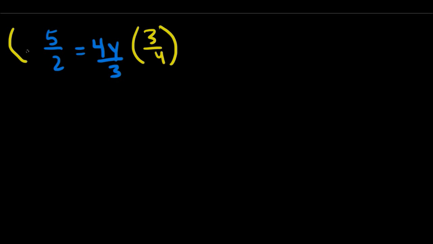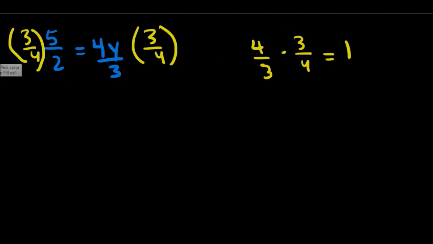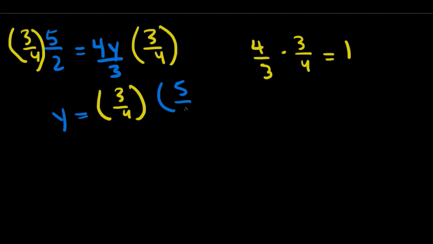The reason we multiply the right side and the left side by 3 over 4 is because when we multiply the right side by 3 over 4, we get 1y, which is what we're trying to reach. So we got y equals 3 over 4 times 5 over 2. Now we can just multiply directly across, and we see that y equals 15 over 8.